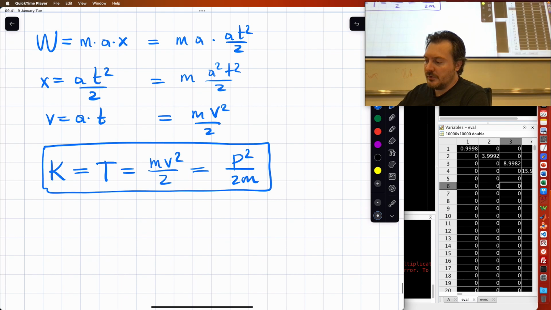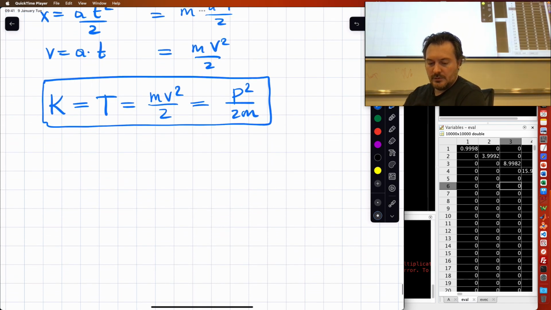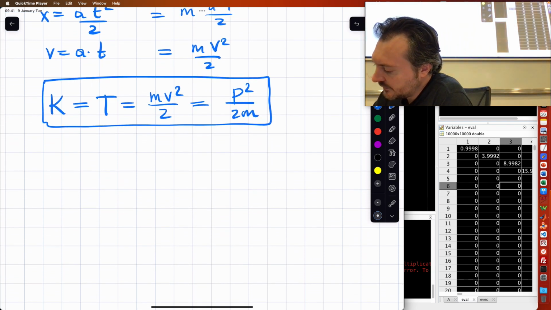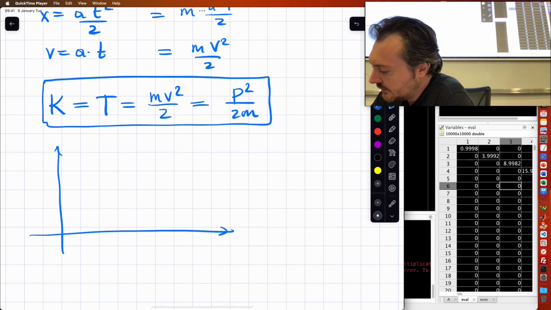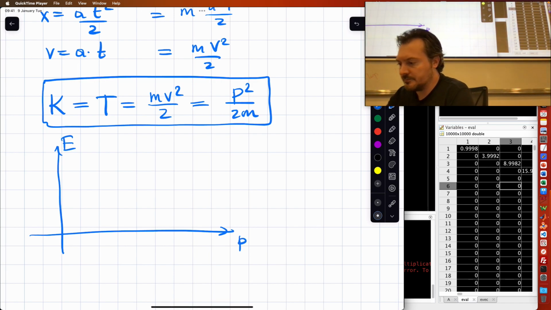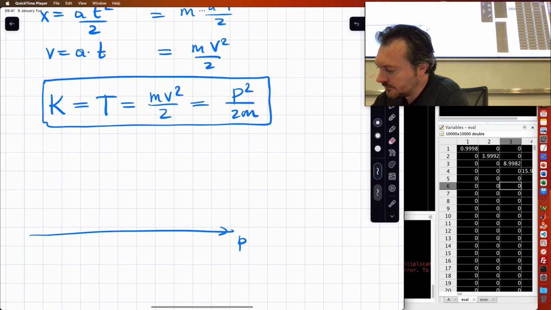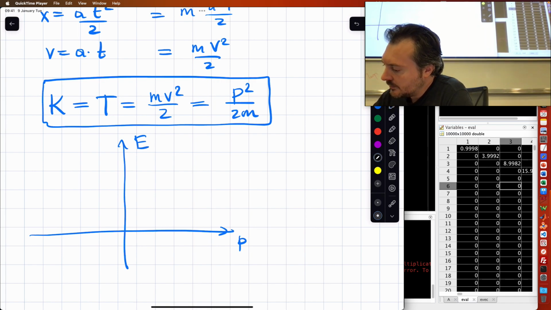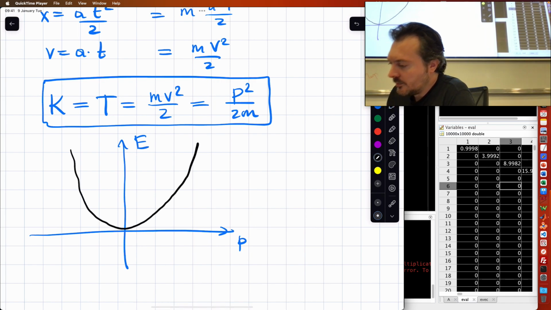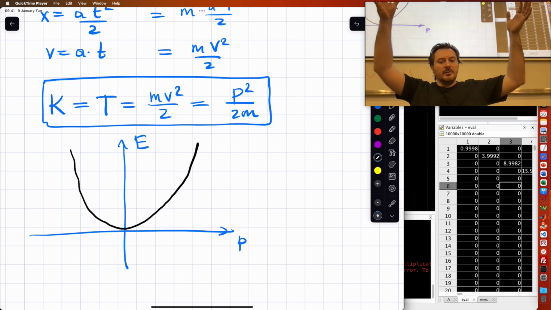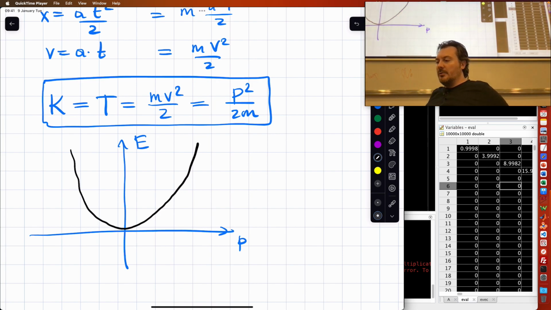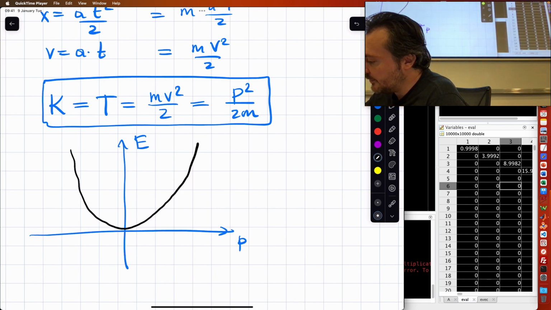Now comes Hamiltonian. Okay, no, before Hamiltonian, let me just show you something. If you plot E versus P, and this will be a very important plot. Okay, we will keep plotting E versus P all the time. What do you get? A parabola. Okay, if you have a parabola in the E versus P graph, then it corresponds to a certain mass.